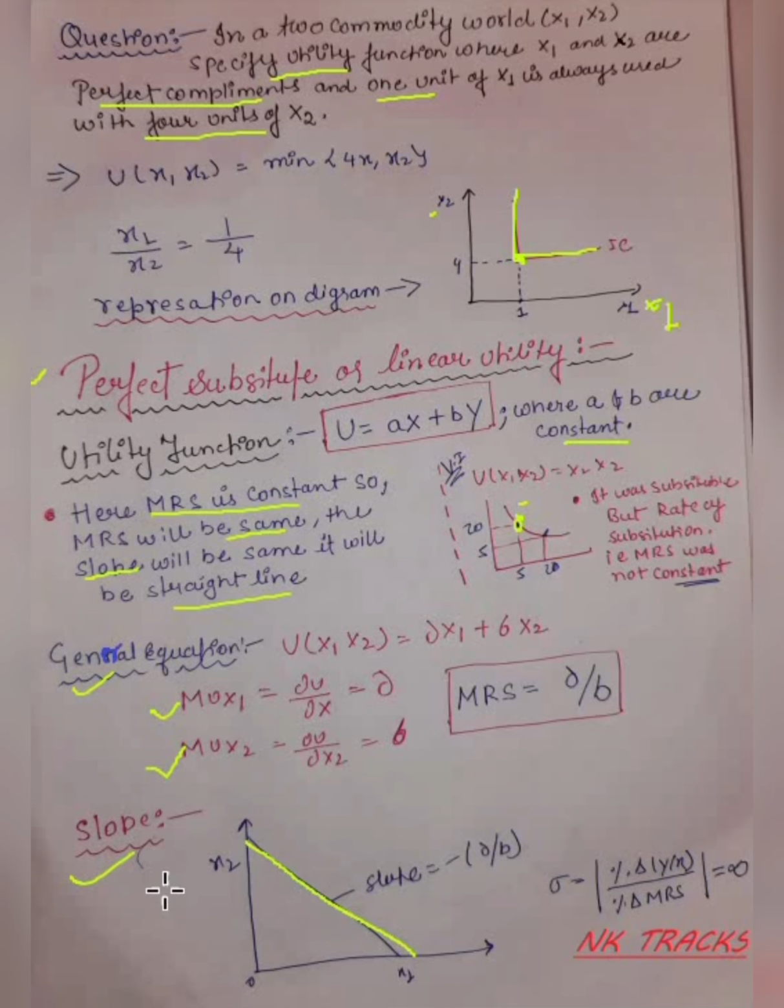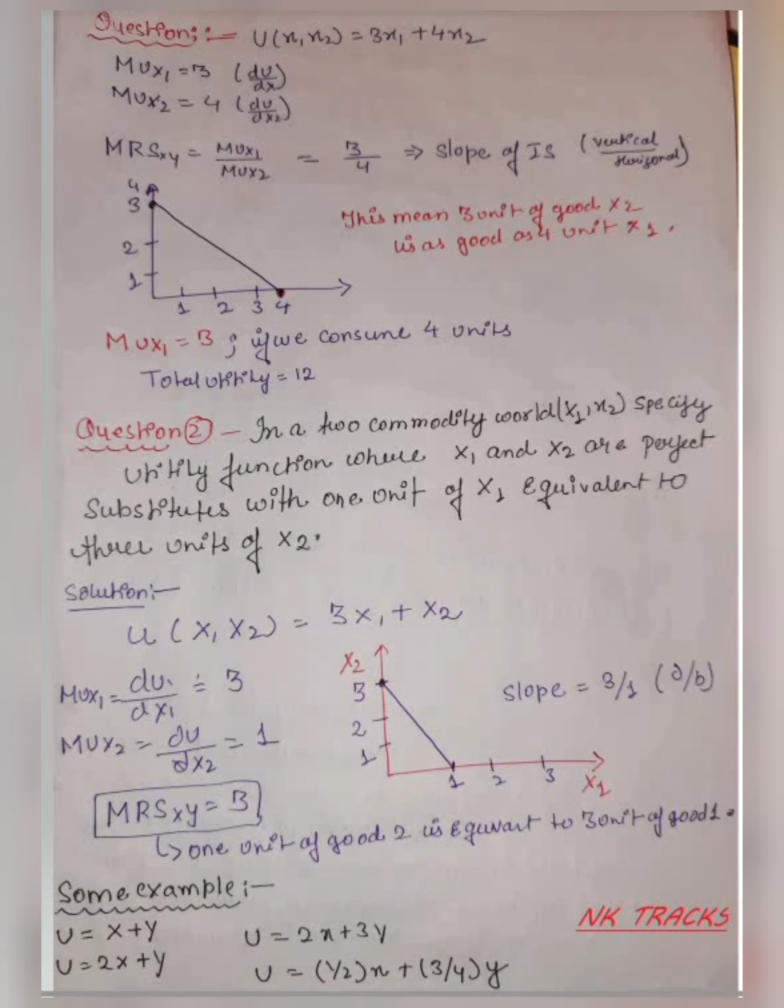And here, always remember, the value of slope is negative. Here we will denote alpha by beta with a symbol of negative. Now what is the elasticity of perfect substitution? The elasticity could be calculated by percentage change in y by x divided by percentage change in MRS. So the value tends to be infinity. Here the elasticity value tends to be what? Infinity. Okay.